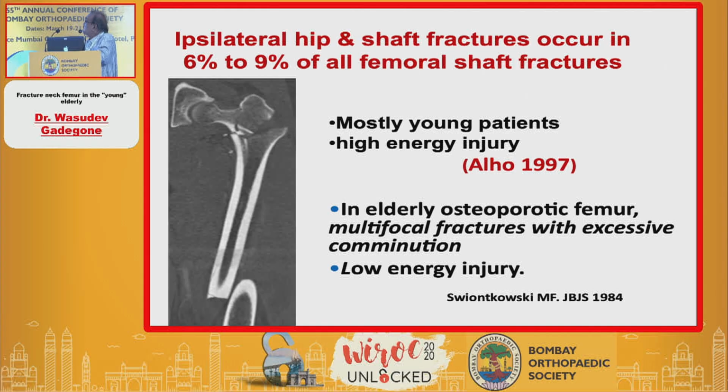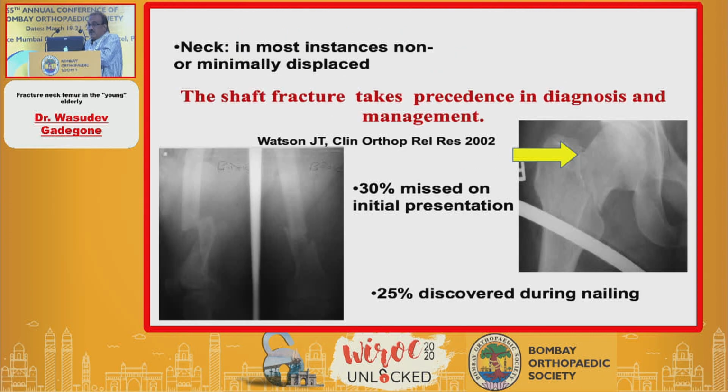So I wish to talk on ipsilateral hip and shaft fractures, because they make up some 6 to 9% of all femoral shaft fractures, mostly in young patients with high energy trauma, and in the elderly osteoporotic femur, multifocal fracture with excessive comminution and low energy.